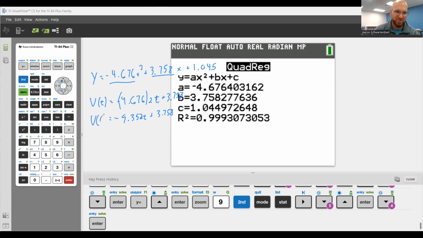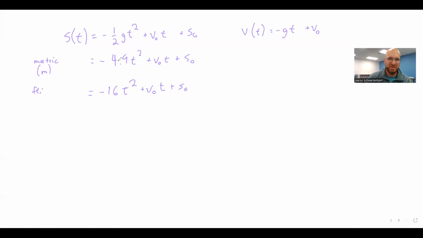I got my values from the regression, and then I figured out what they were using my equations. Let me go back to the whiteboard. Using this equation, I knew that negative 1/2 g was negative 4.676. So I found out what g was, so I could plug it into the velocity equation. V0 just translates back and forth. Okay, that's it for this lesson.